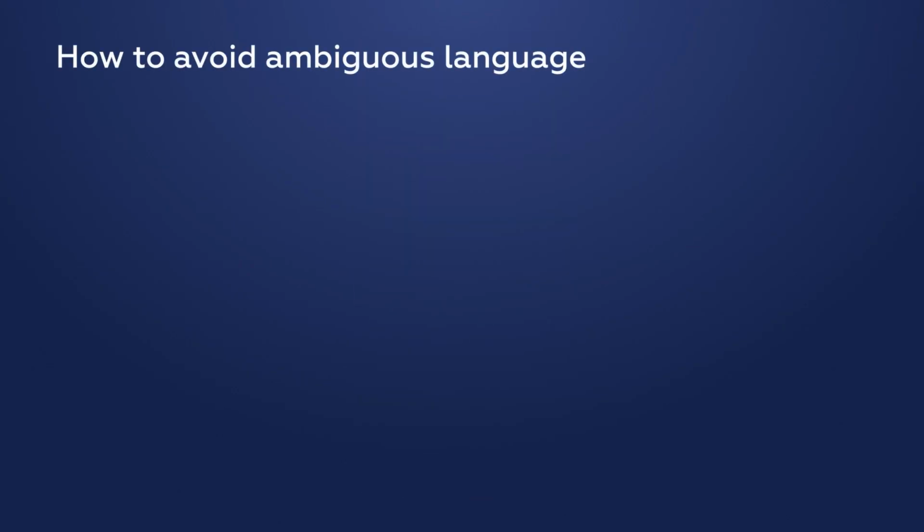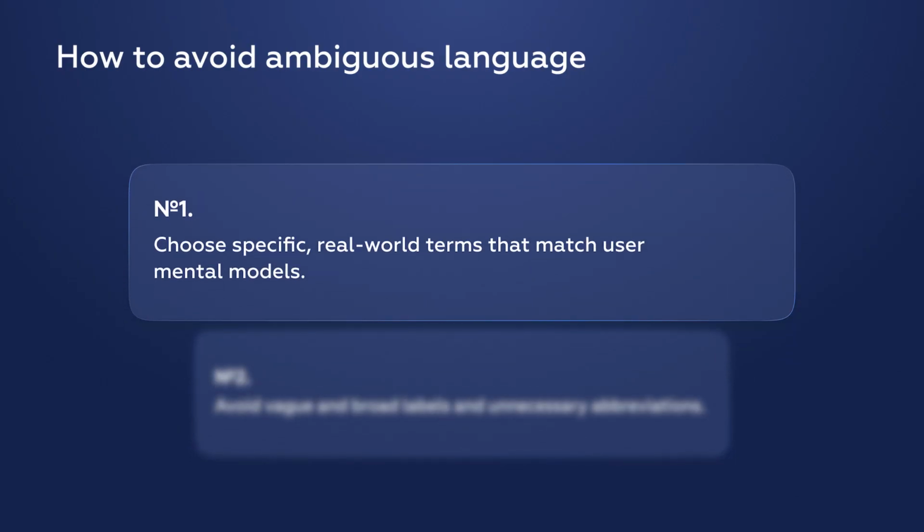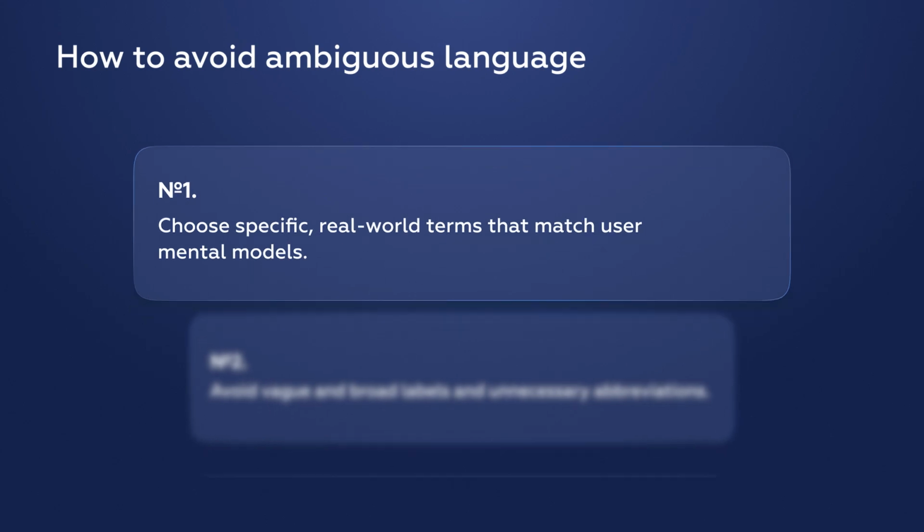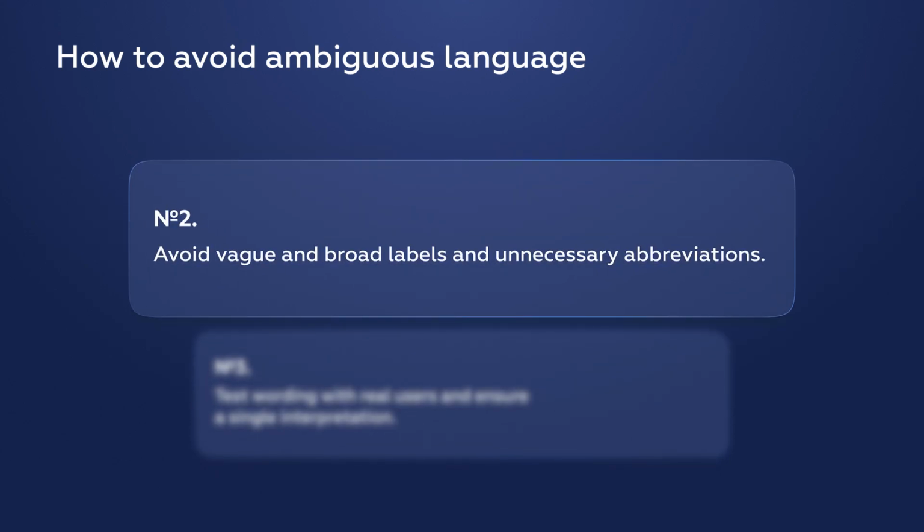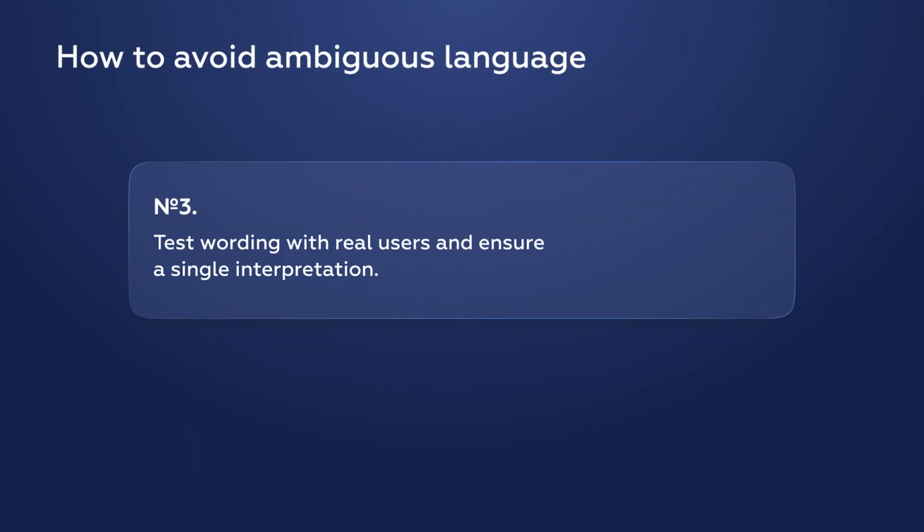Now let's discuss how to avoid ambiguity. First, choose specific, real-world terms that match user mental models. Second, avoid vague and broad labels and unnecessary abbreviations. Third, test wording with real users or UXers with expertise in the field and ensure a single interpretation.